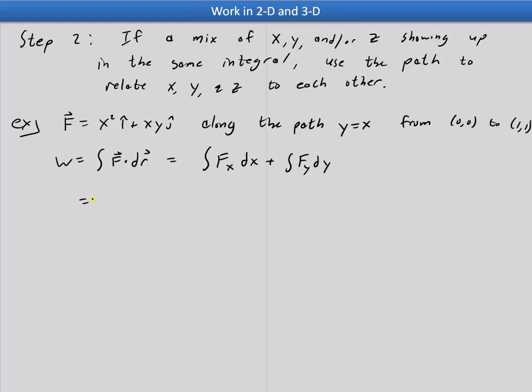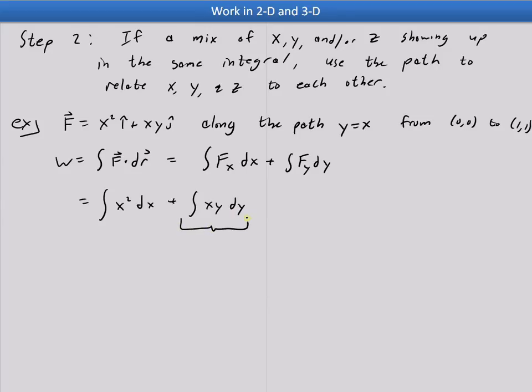Okay, so let's plug in what those components are. The first one has components of x squared times dx. No problem here, this is just fine. I'll leave off the limits for now, but we'll put them in later. The second one, we're going to have an integral of xy dy. Now that, as written, is a little bit of a problem because x depends on y. We're moving along some kind of path here, so there's an interrelationship between x and y.